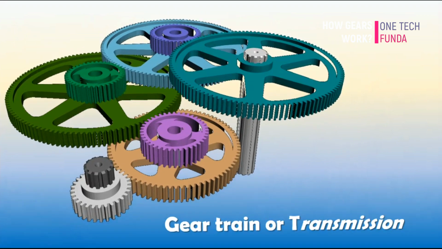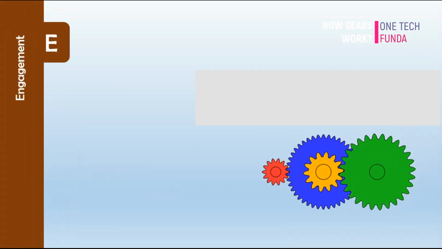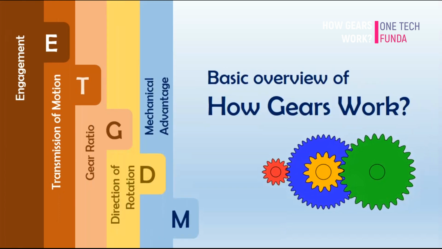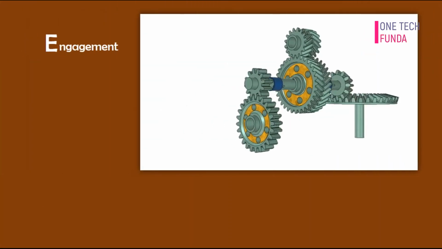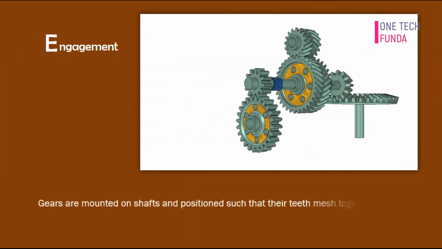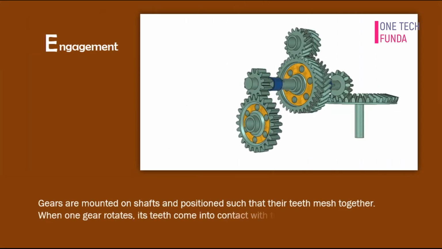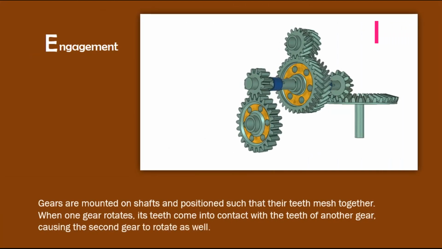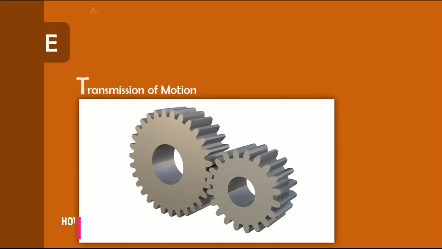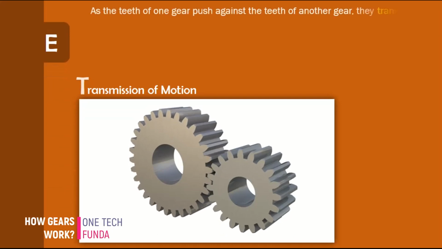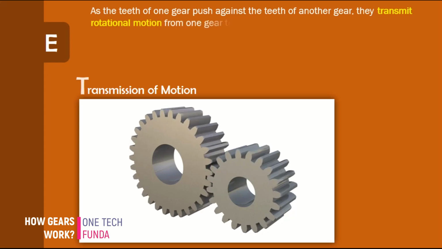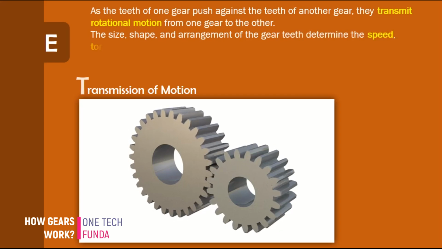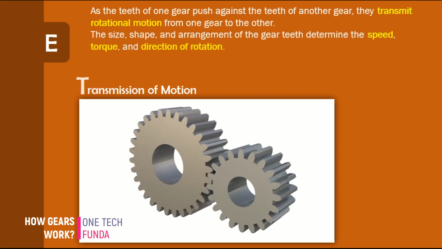The working of gears involves the transfer of motion and power from one gear to another, through the engagement of their teeth. Here's a basic overview of how gears work. Engagement. Gears are mounted on shafts and positioned such that their teeth mesh together. When one gear rotates, its teeth come into contact with the teeth of another gear, causing the second gear to rotate as well. Transmission of motion. As the teeth of one gear push against the teeth of another gear, they transmit rotational motion from one gear to the other. The size, shape, and arrangement of the gear teeth determine the speed, torque, and direction of rotation.